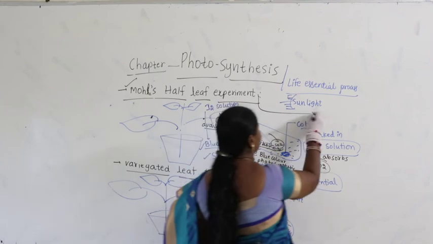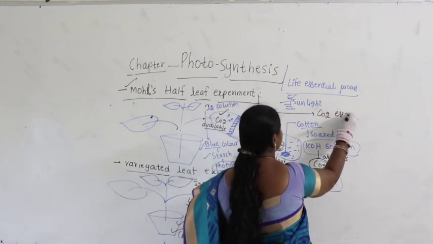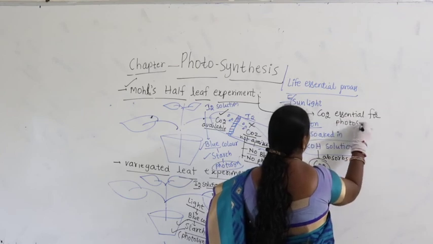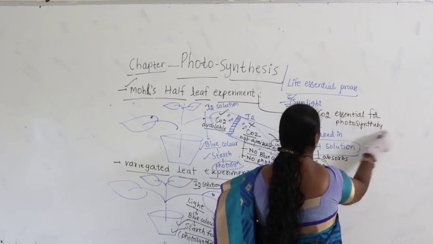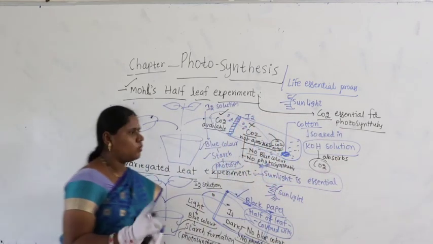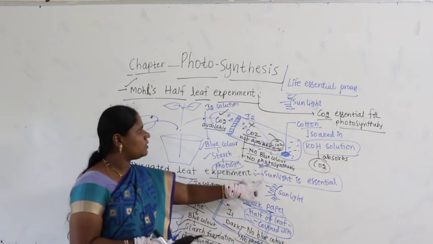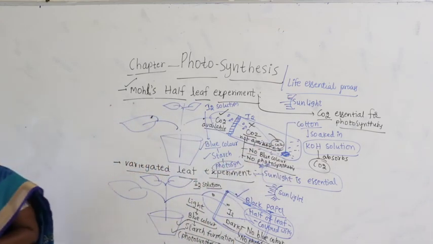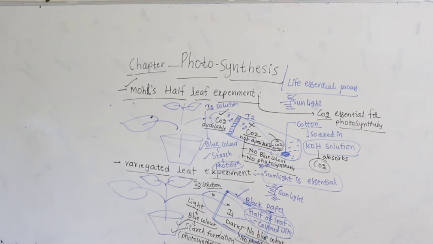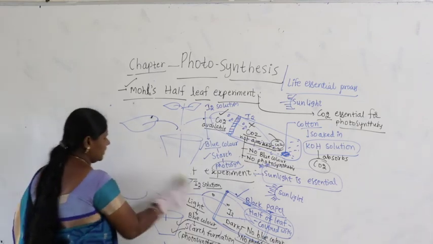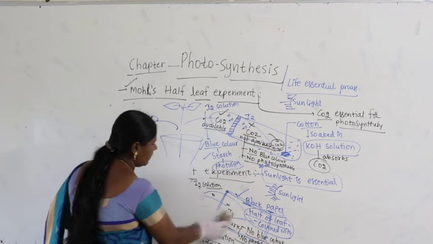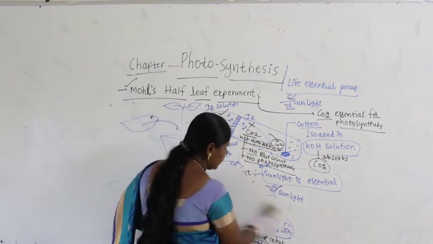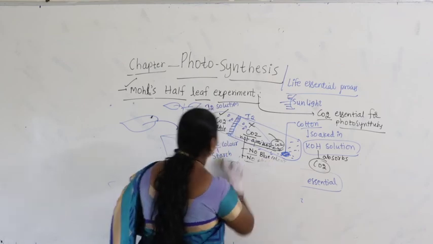The conclusion of the experiment is that carbon dioxide is essential for photosynthesis. So we have done two: sunlight is essential and carbon dioxide is essential. Now it is continued by the work of many other scientists. The other scientist who studied further with many experiments is Joseph Priestley. So let us study about the next scientist, Joseph Priestley.